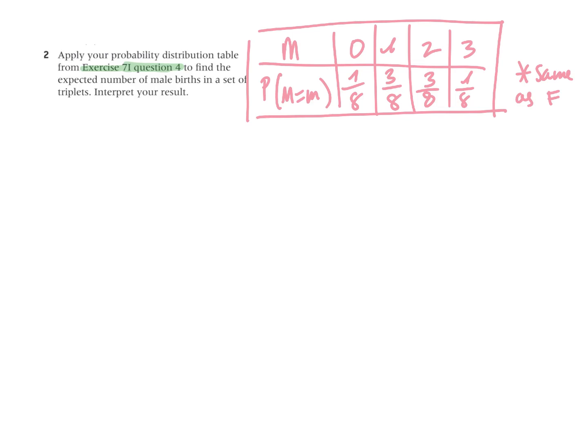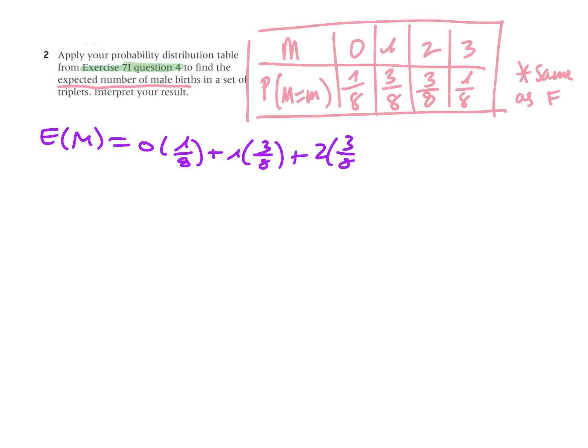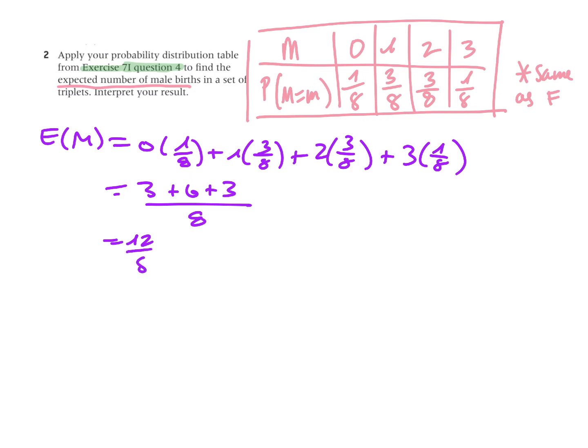So it says find your expected number of male births. So that means that we do E of M. So I use my table, 0 times 1/8 plus 1 times 3/8 plus 2 times 3/8 plus 3. Right, again, you could use your calculator. I'm going to do this, 3 plus 6 plus 3 all over 8. This equals 12. Okay, so remember this is not our probability.